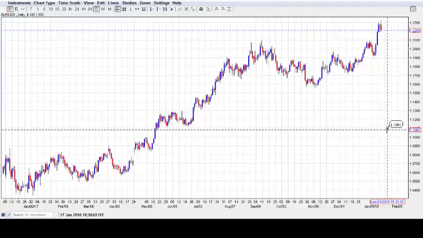Now, let's start off with a detailed wave count. As I was saying, we will be posting individual videos, but let's do it three at a time.